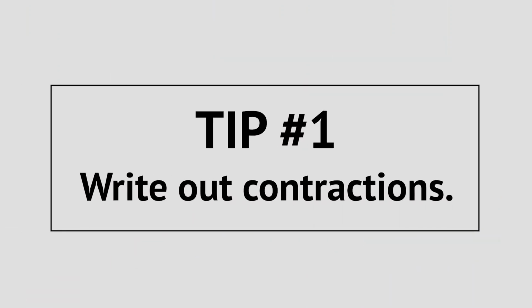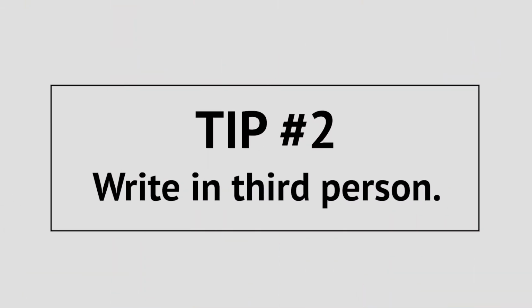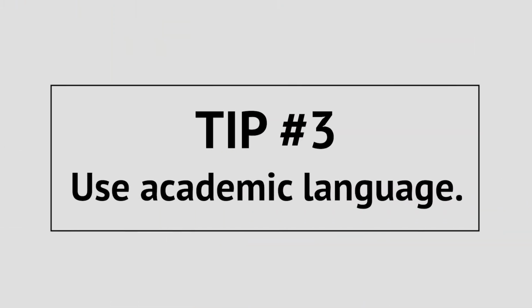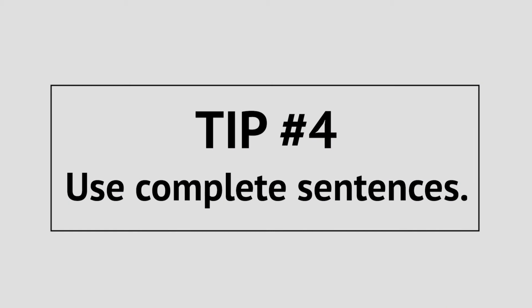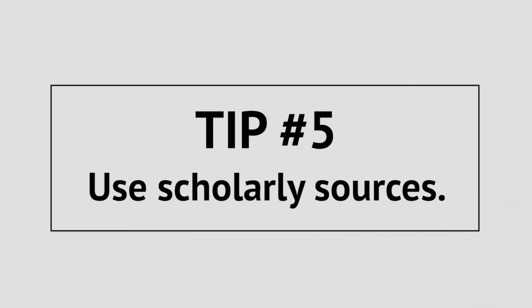Let's recap the 5 main strategies you're going to use when writing an academic tone. 1, avoid using contractions. 2, use third person. 3, use academic language. 4, use complete sentences. And 5, use scholarly sources.